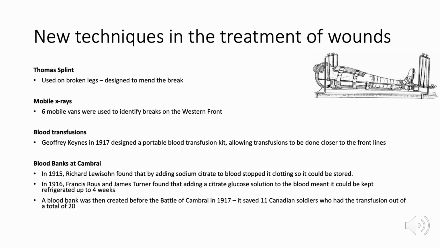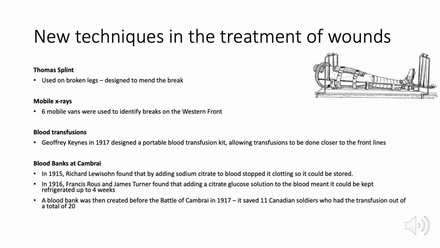The mobile X-rays. So 6 mobile vans were used on the Western Front, or on the British sector of the Western Front, to identify breaks. So they kind of would go around and identify where men had broken their bones, which can then lead to more targeted treatment and surgery.